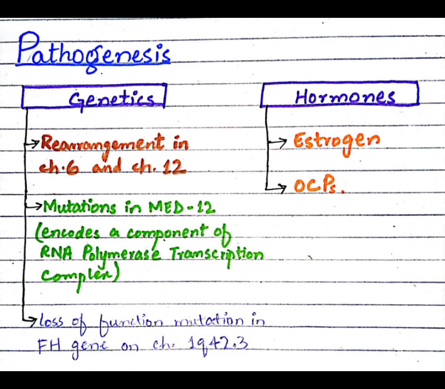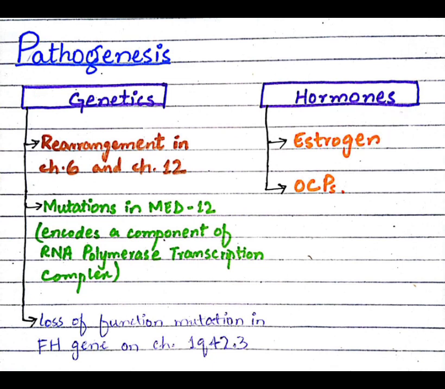The second component of pathogenesis is hormones. In hormones, estrogen is the hormone that favors the development of leiomyomas. I discussed previously that fibroids occur in the reproductive age, and why they occur in the reproductive age. Now we have the reason: these leiomyomas are estrogen responsive. You know that in reproductive age the quantity of estrogen is maximum. So relating to this, leiomyomas usually develop in the reproductive age.